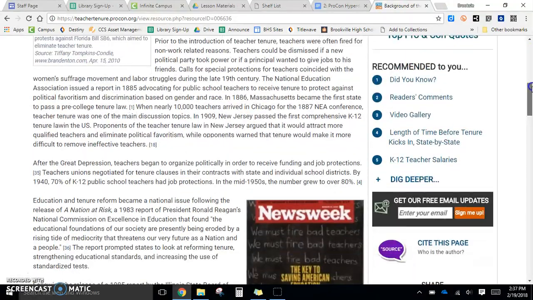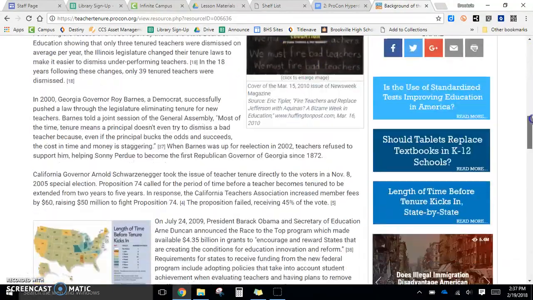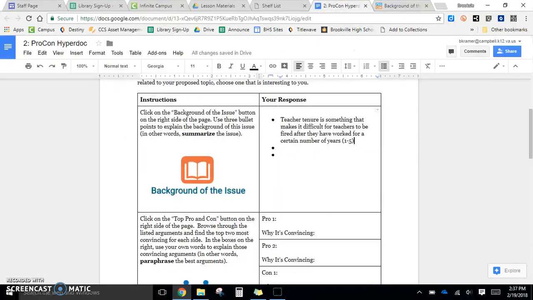As I kept reading down, I read a little bit in here about one of the reasons why teacher tenure is important. So teacher tenure came to be a thing because many teachers were being fired for political reasons that had nothing to do with their actual job. Okay, so that's why people like teacher tenure.